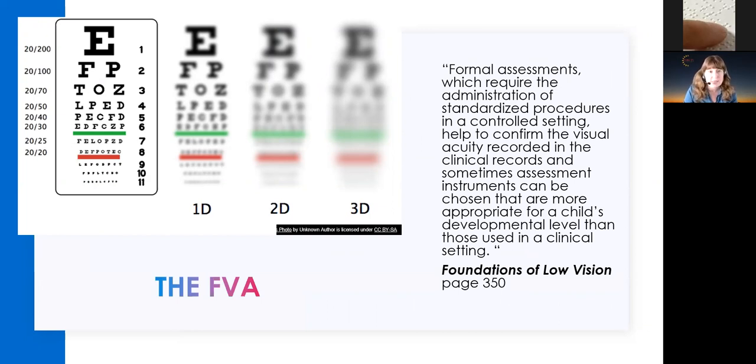The formal assessments, which require the administration of standardized procedures in a controlled setting, help to confirm the visual acuity recorded in the clinical records, and sometimes assessment instruments can be chosen that are more appropriate for a child's developmental level than those used in a clinical setting.